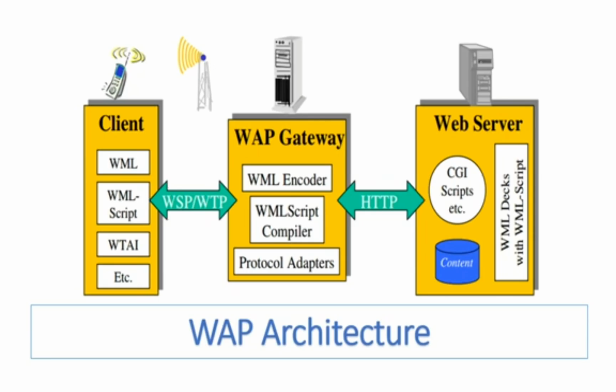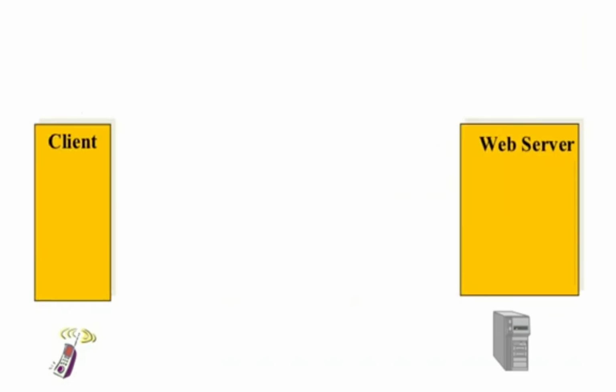Hello everyone. Today our topic is WAP architecture and its working. WAP stands for Wireless Application Protocol. WAP is used to provide internet activities on the mobile phone. Now it is having a mobile phone. Here the mobile phone is used as a client and we have a server. Here the server is called a web server.